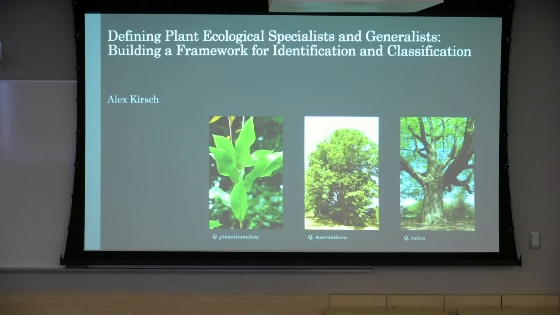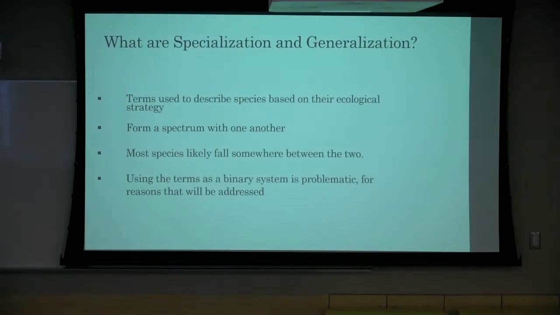Like Dr. Kaproff said, there was a lot of work that went into this in a lot of different disciplines, that being evolutionary, lots of coding, computational science, things like that. But before we can really talk about anything, we have to talk a little bit about what specialization and generalization are. At the broadest level, these are terms that you would use to describe species or groups of species to say something about their ecological strategy.